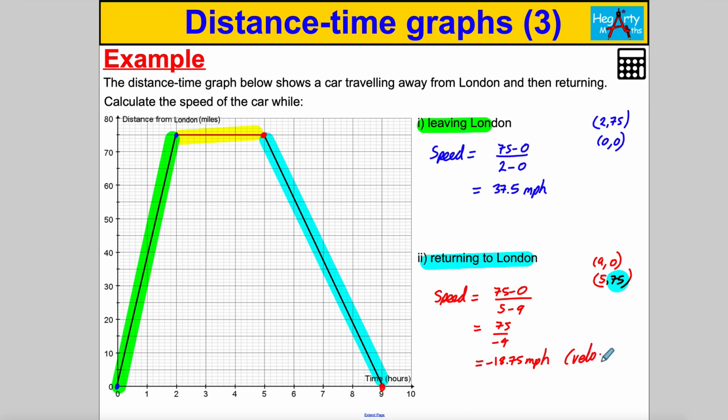The velocity can have a sign. Positive means it's going away from London. Negative means it's going towards London. When they ask you the speed, you're not supposed to worry about it being positive or negative. Just write 18.75. So here we're going to write 18.75 miles per hour, and we're done.